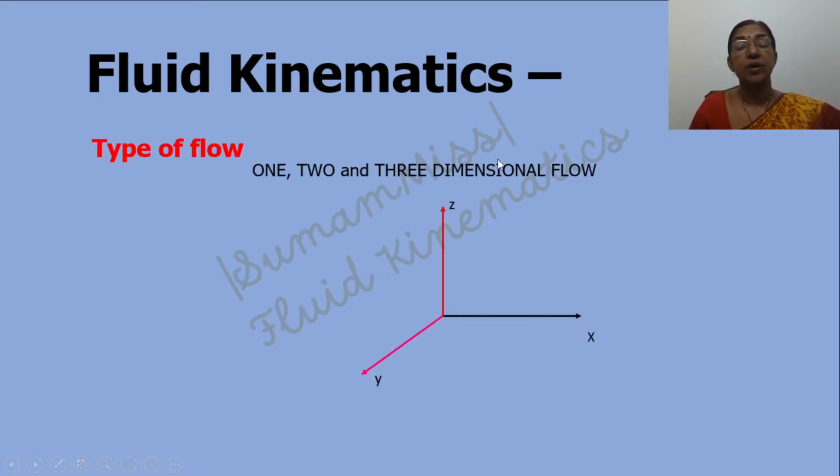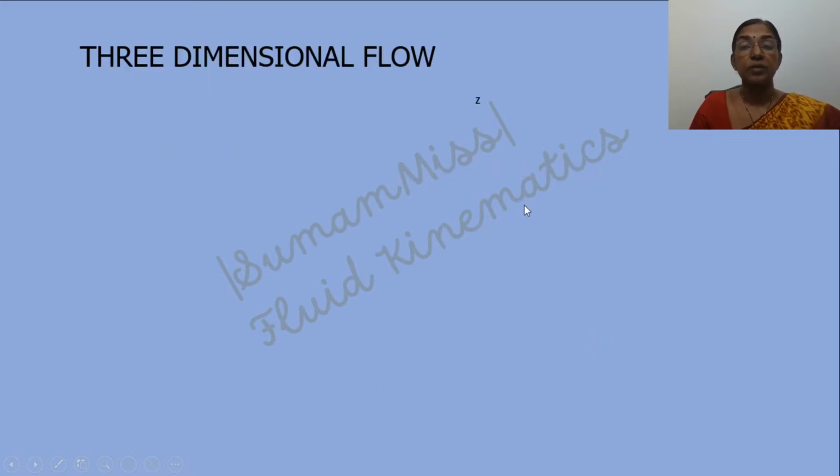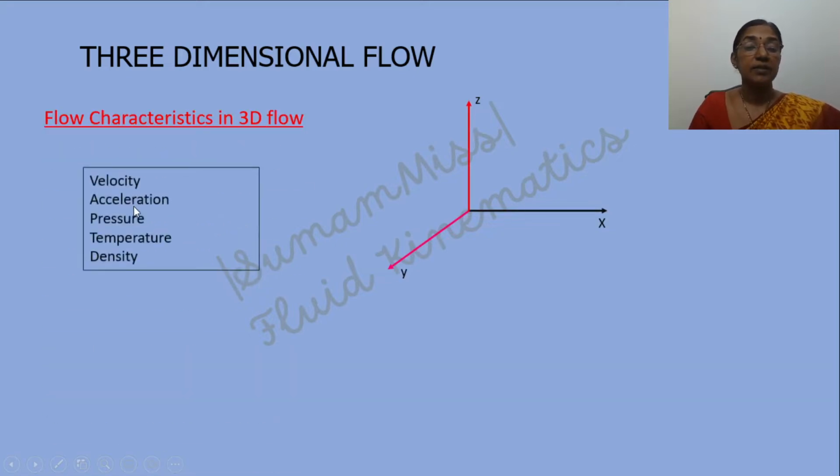Now let us discuss what is three-dimensional flow. As we discussed, in three-dimensional flow, the flow characteristics, that is velocity, acceleration, pressure, temperature, density, etc., change and they are functions of x, y, z. At any instant of time t, these flow characteristics can be represented as a function of x, y, z, t. So let us consider the flow characteristic, that is the velocity.